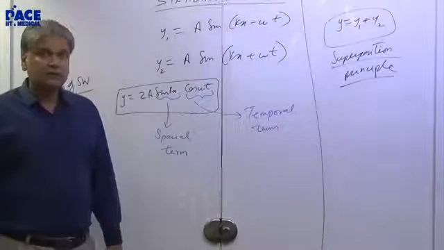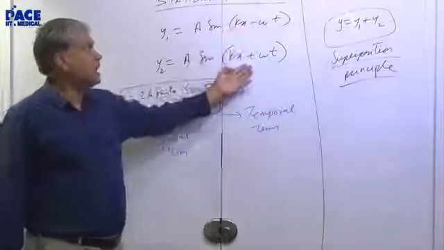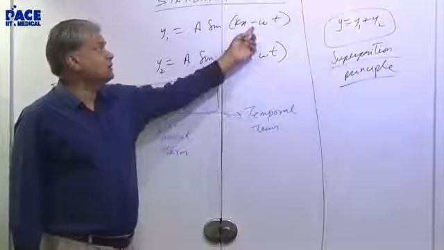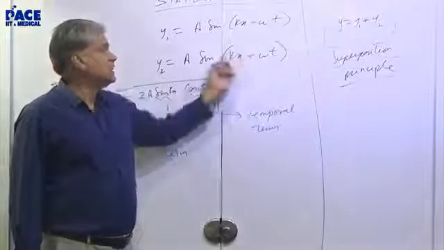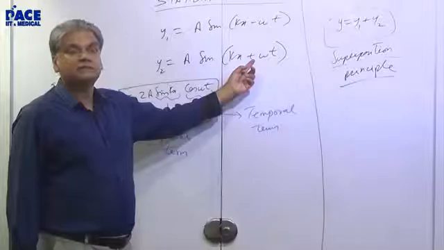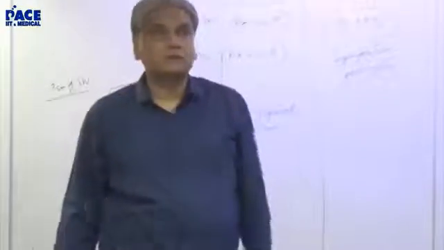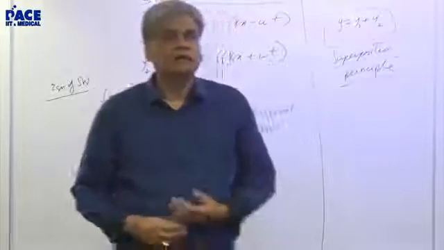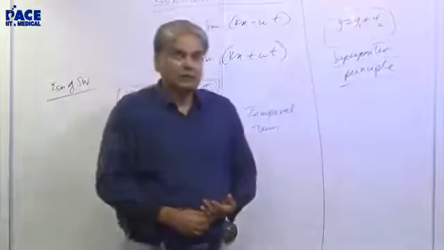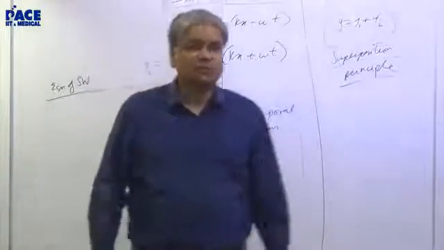Now, why did the minus come on omega t when they are traveling in the opposite direction? Because it will be oppositely signed; the one with opposite signs is traveling in the positive x direction. This one has the same sign, so it is traveling in the negative x direction. How do you express a wave going in the opposite direction? Why can't we write omega t minus kx? Yes, of course you can write that. I'm writing it this way, but you can write it that way also, no problem.